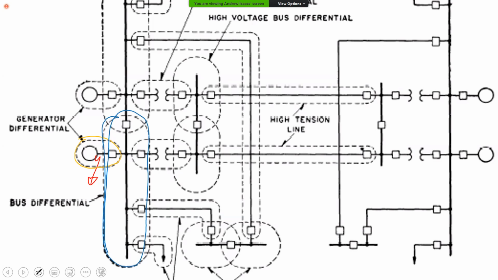All right? Now, for a time-graded system, what we are in effect saying is that if the fault occurs on the generator and the generator breaker, so this breaker that is right there, does not operate, then the other breakers associated with the bus, which would be this, this, this, and this, will operate, but they will only operate after a certain time because the main breaker for the generator has not operated.